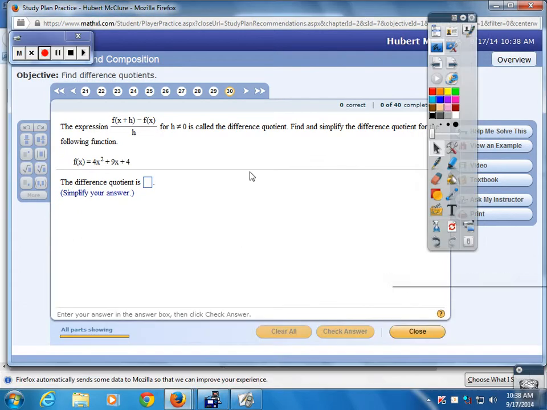Let's look at the difference quotient. And that's what we're going over today. And this is 2.6. This finishes 2.6. So that means that, what's today? Wednesday. That means that Monday will be a review day. And I'll show you the test Monday.